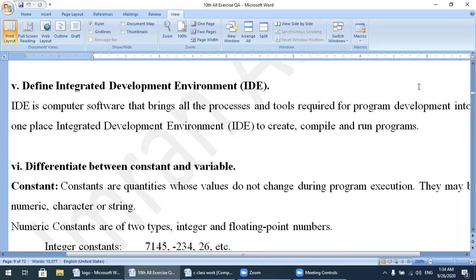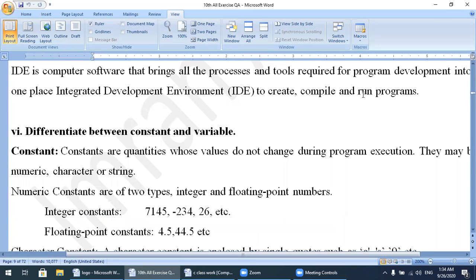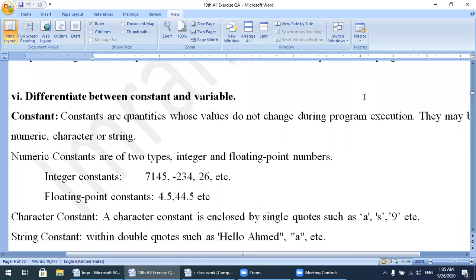Next question. Differentiate between constant and variable. First of all, you must know what a variable is and what a constant is. Simply, those quantities which can change their value are known as variables, and the definition of constant is those quantities which cannot change their value. So in this question we will differentiate between constants and variables.